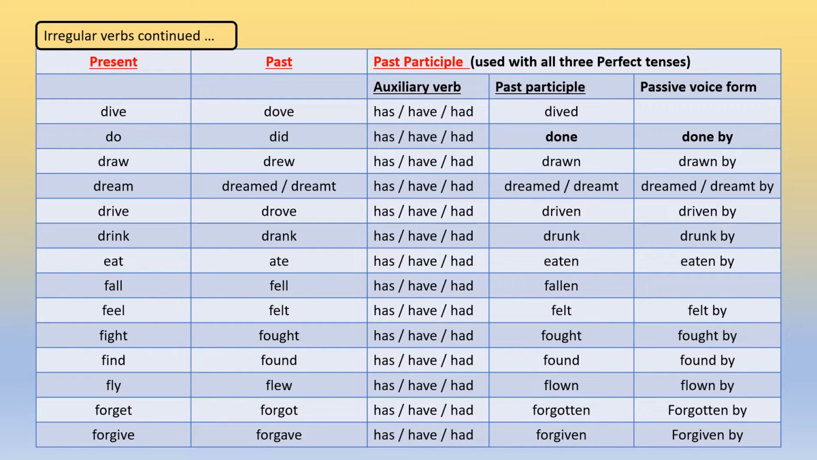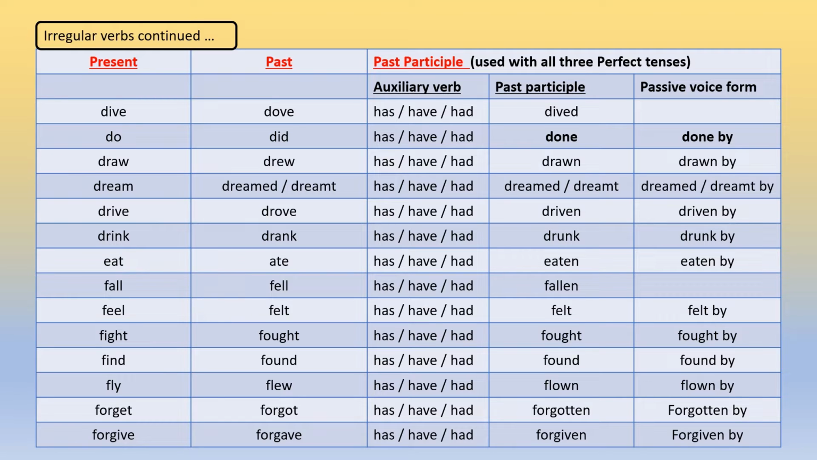Irregular verbs continued. We go with the words starting from D. Dive, dove, has, have, or had dived. Now you can work your way through this in your own time. Do, did, done, done by, draw, drew, has or have or had drawn, drawn by, etc.